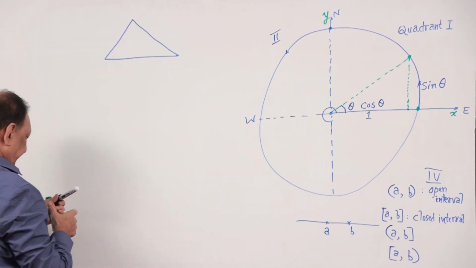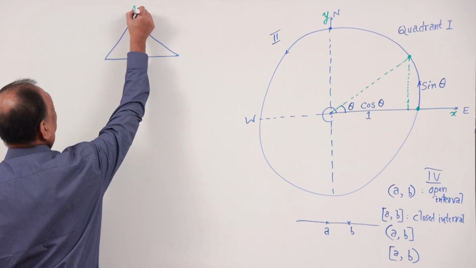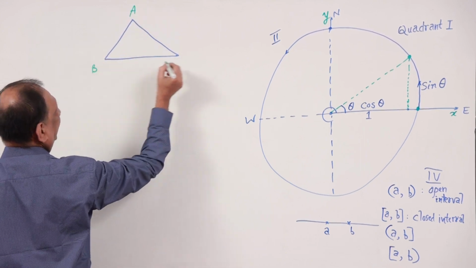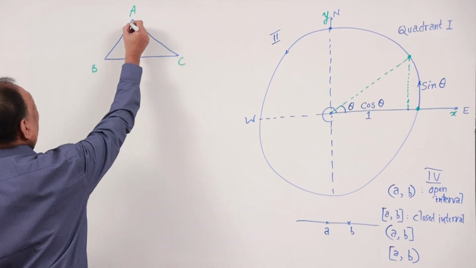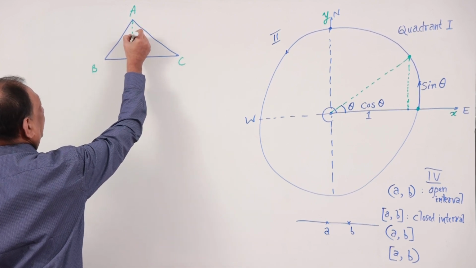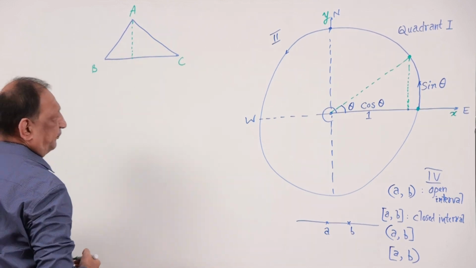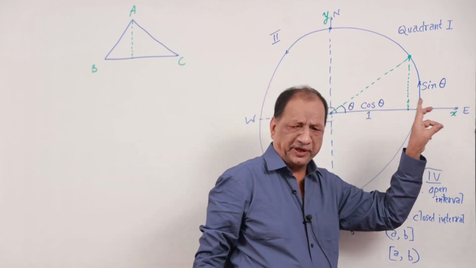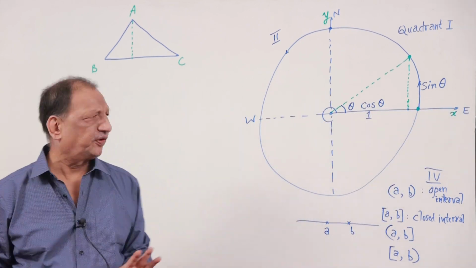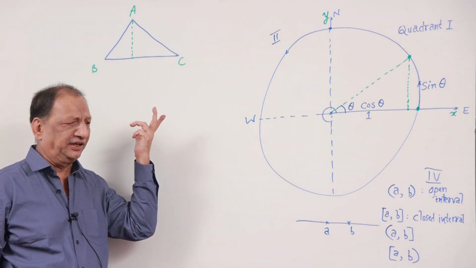So I got 3 sides. If you want, I'll write the names for the vertices A, B, C. May not even be necessary. And I'll drop the perpendicular. If you want to find the trigonometric functions of sin theta, cos theta for any of these angles, you need a 90 degree angle. You need right angles, no? Without a right angle, you can't.